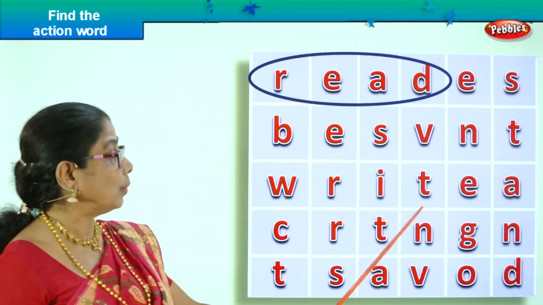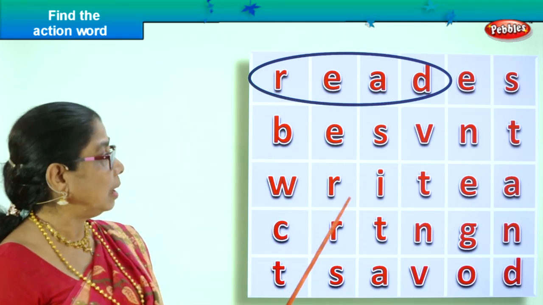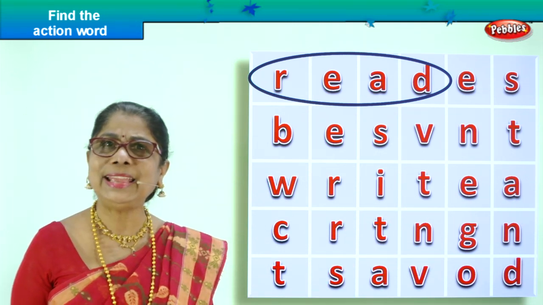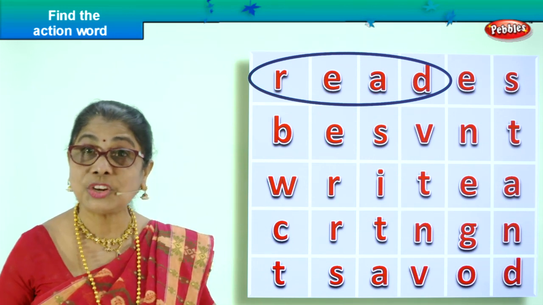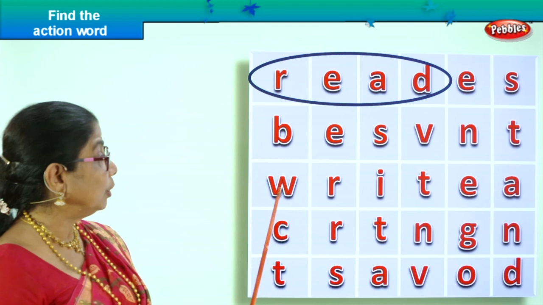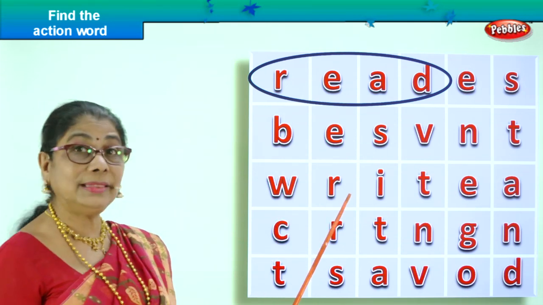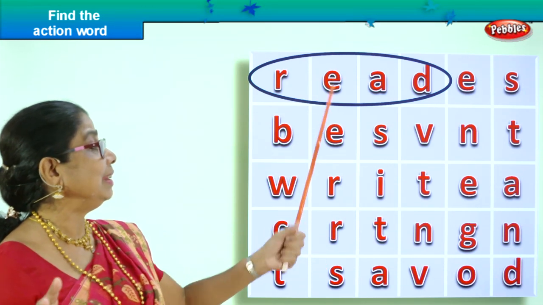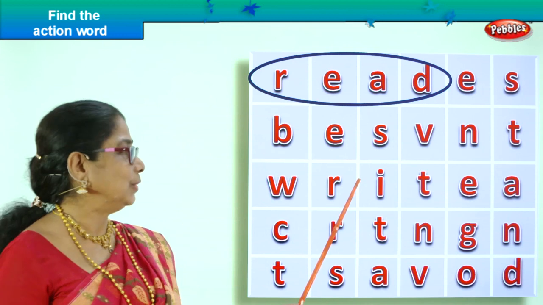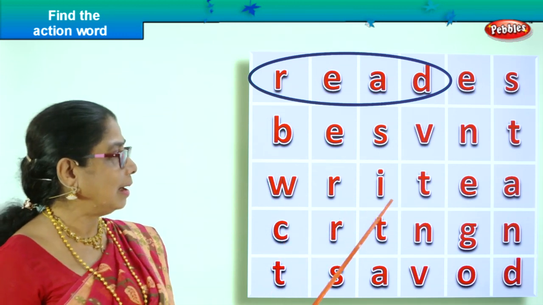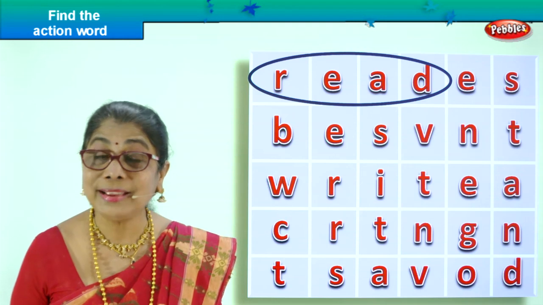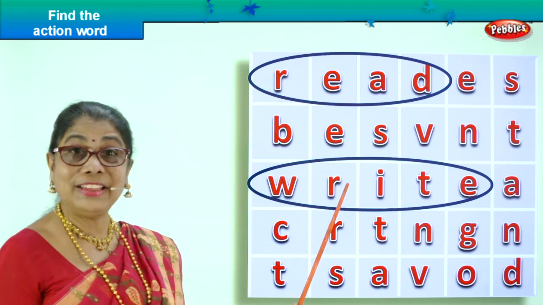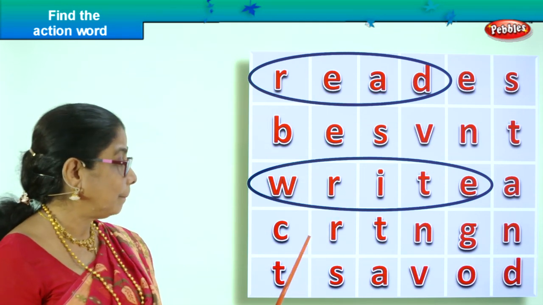Let's look at this row. W-R-I-T-E. What is that? Right. Is that an action word? Yes. You write your homework. You write whatever you have to. So we circled this too. So we found two action words. Read, write. Good. W-R-I-T-E. Write. You must write neatly, write correctly. Yes. Very good. Let's go down.